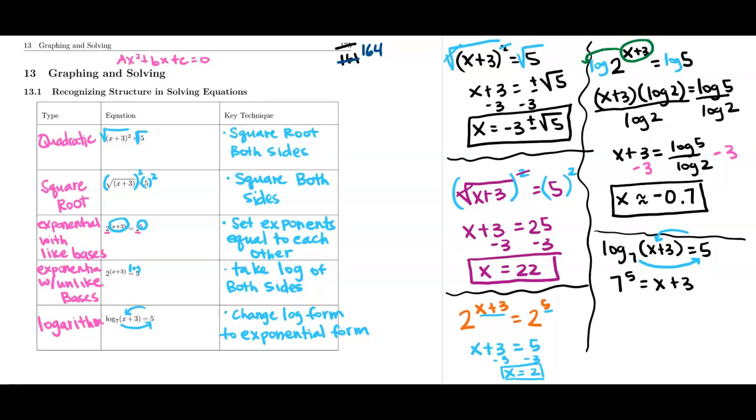So let's see, so that's 16,807 equals x plus 3. And then to get x by itself, I just need to subtract the 3 over. Okay, so 16,804 is what x would be on this one.